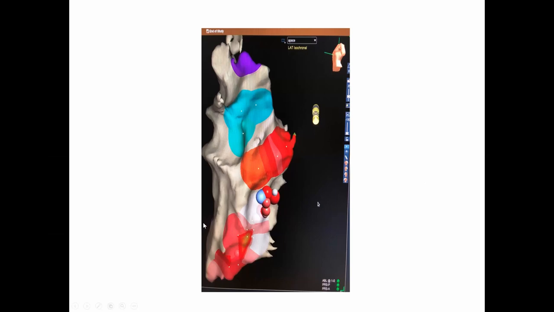For most accessory pathway ablations, at least I do, I usually use three-dimensional electroanatomical mapping, which is useful because sometimes you'll ablate the pathway or you might bump it and it goes away, and the mapping system gives you a tag for where you were and where you need to be to consolidate your ablation lesions.